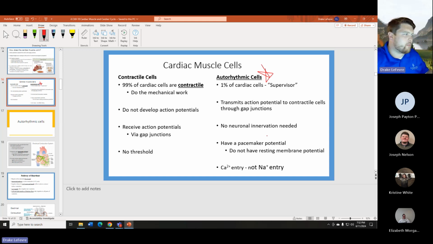Technically, some of the small intestine and large intestine have a little bit of autorhythmicity, but we kind of ignore that and we focus on cardiac cells. So if cardiac is ever not an option and it's talking about autorhythmic cells, the second best answer choice is like intestine, smooth muscle type stuff.